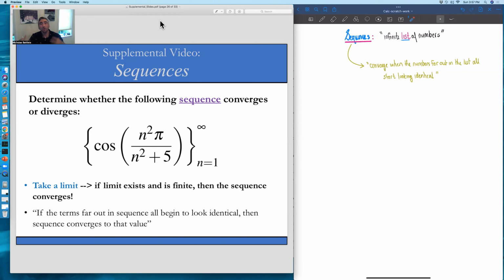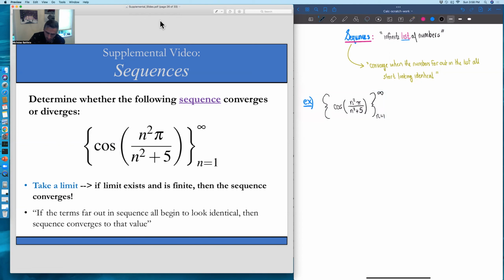So that's what I intuitively think about for sequences, which is why when we approach convergence and divergence, we take a limit to ask, what do those terms really far out look like? All right, well, let's go ahead and actually go with this problem.